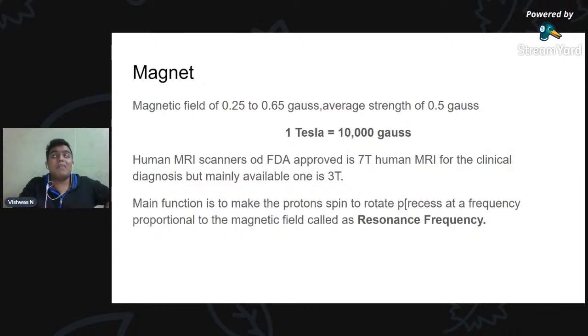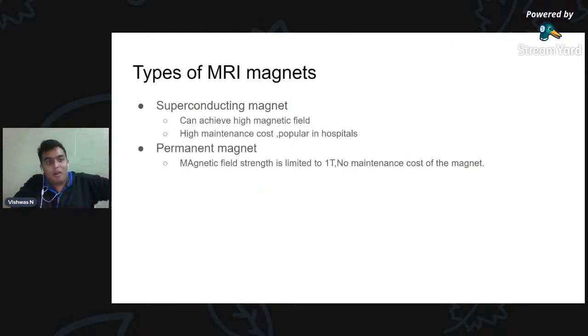It has to be in par with your angular and magnetic moment which you are just generating in your body's water molecules. So there are superconducting magnets, there are permanent magnets, and all these techniques are being involved in order to achieve a good amount of imaging.